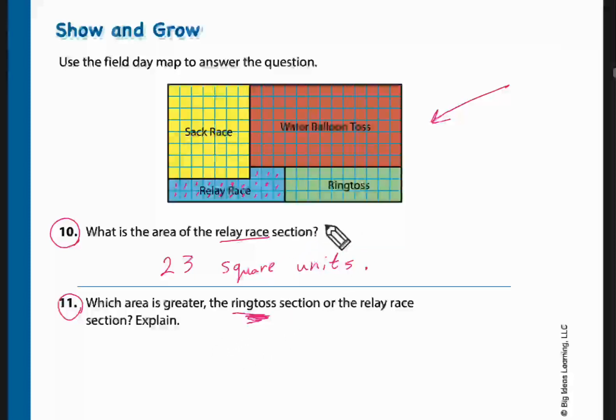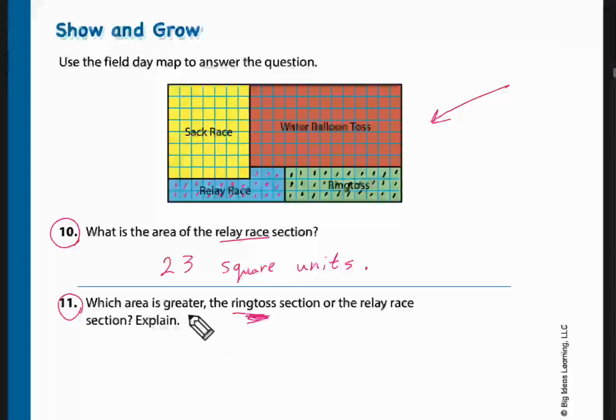Which color? Green. Green, okay. Let's count the green. One, two, three, four, five, six, seven, eight, nine, 10, 11, 12, 13, 14, wait, you skipped the 15. These are 15 now, okay? 16, 17, 18, 19, 20, 21, 22, 23, 24, 25, 26, 27, 28, 29, 30. So it's 30 square units.